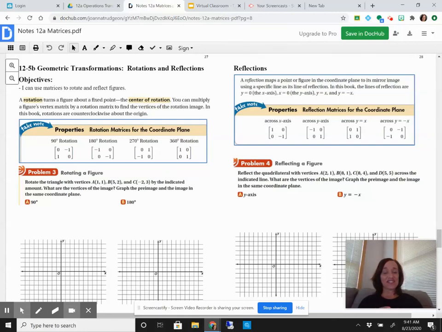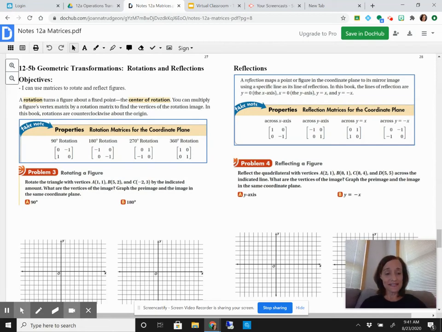All right, this is lesson 12.5b. In the previous lesson, 12.5a, I go back and forth with that, we talked about dilations and translating an object using matrices. Today, we're going to be rotating and reflecting. So you were probably wondering, when are we going to rotate these things? We're going to do it right now.